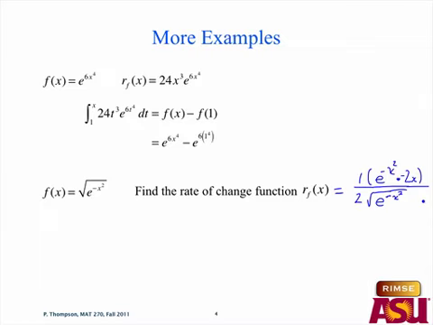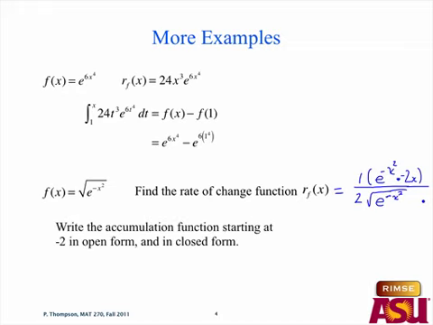Square root is 1 over 2 times the square root, and now times the derivative of the inside, which is another chain rule. So derivative of e to the something is e to the something times the derivative of the interior function. Are we good? Okay, so now I want you to write the accumulation function starting at -2 in open form and then in closed form.